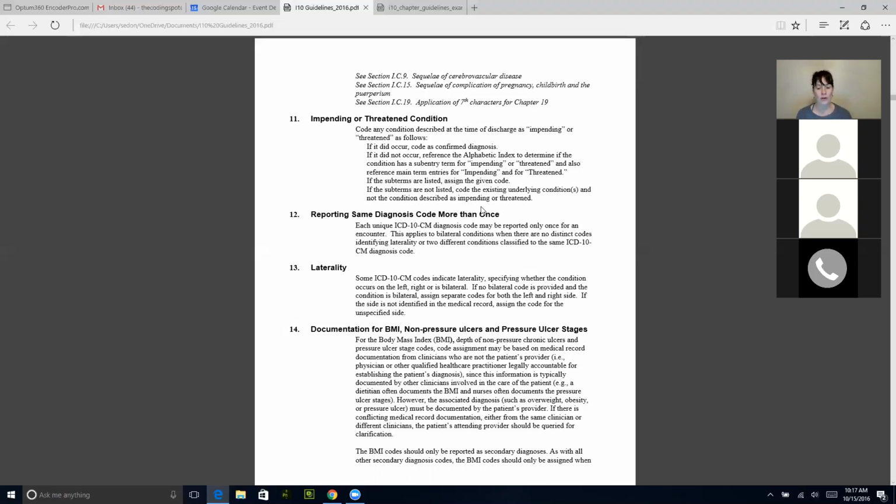With that too, if you have a code for something on the left side and the right side, and there's a bilateral code for that, you would not code both the left and the right. You would just use the bilateral code.